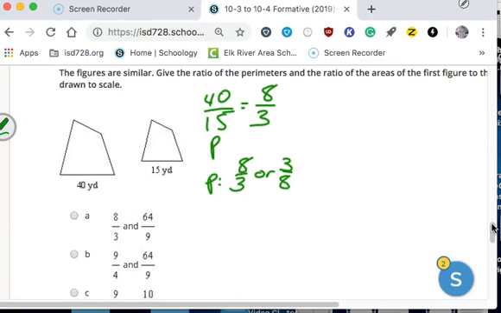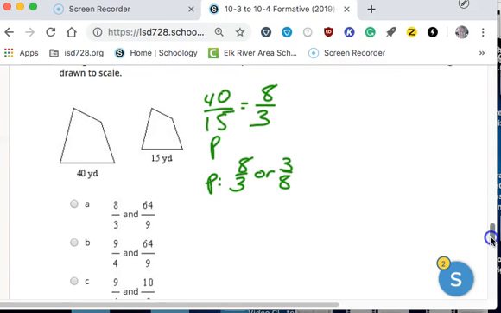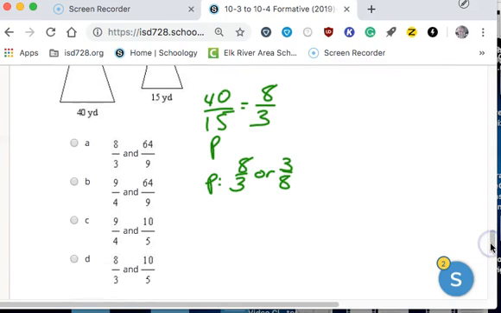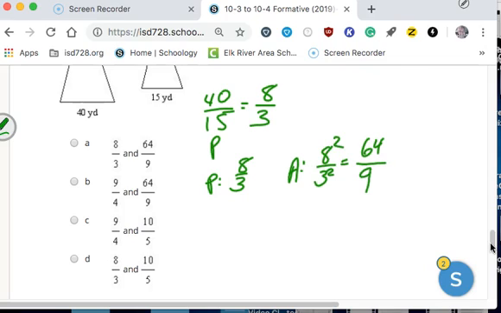I've got to consider both. So I've got 8/3 and 3/8. Let's see how they've got it set up here for me. They're doing 8/3, so we're just going to keep the 8/3 for that. My area ratio, the relation between perimeter and area, I take my perimeter ratio and I square it, and that's 64:9. So I'm looking for 8/3 and 64:9, and it's in this order. So 8/3, 64:9, A.